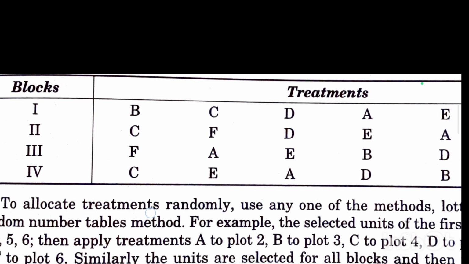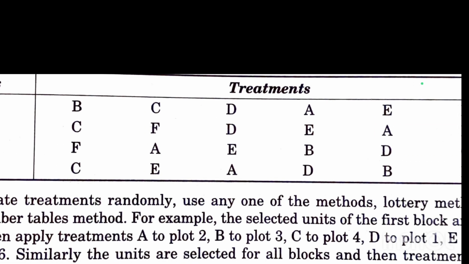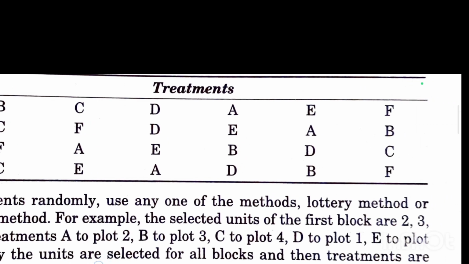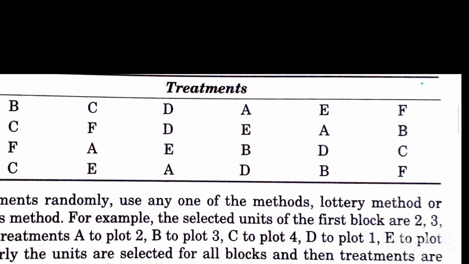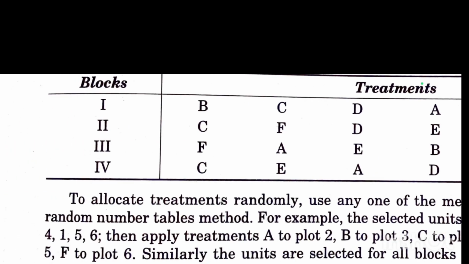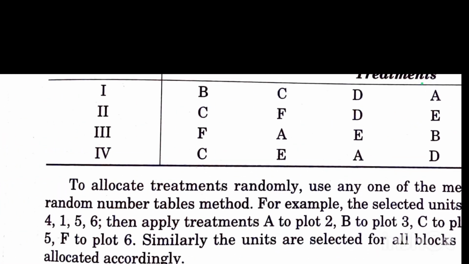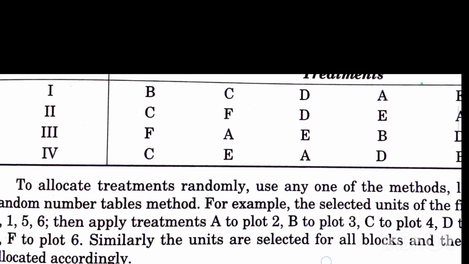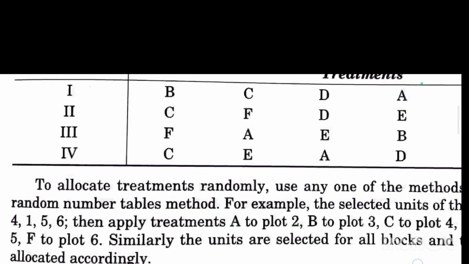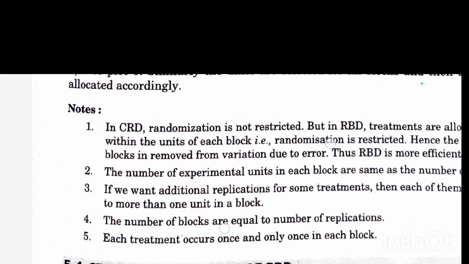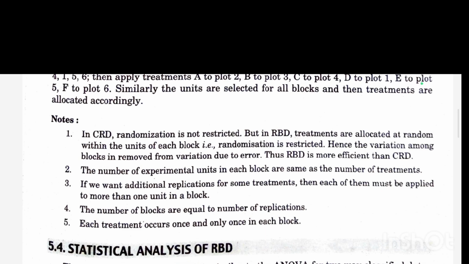Then apply the treatments: A to plot 2, and B to plot 3, and C to plot 4, and D to plot 1, and E to plot 5, and F to plot number 6. Like that you can apply each and every one. Similarly, units are selected for all blocks, and then the treatments are allocated accordingly. That is a very simple and easy classification.